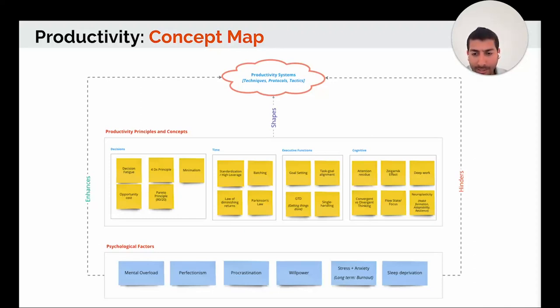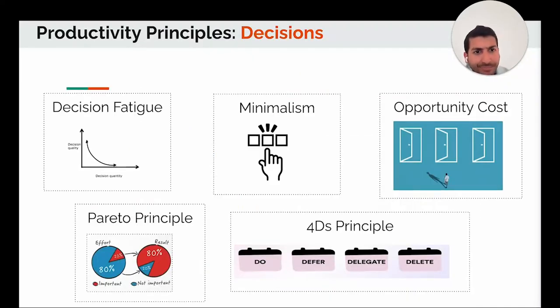Now, moving up the diagram a level higher are the productivity principles in the yellow sticky notes. Let's take a look at those in the next few slides. All right, so the next few slides, we'll take a look at the different principles at play in the context of productivity. And they're mostly visual, so I'll just voice over the concepts that you see here and give you a high-level sense of what they mean and how they impact productivity.